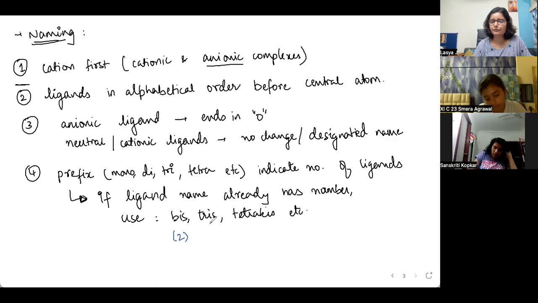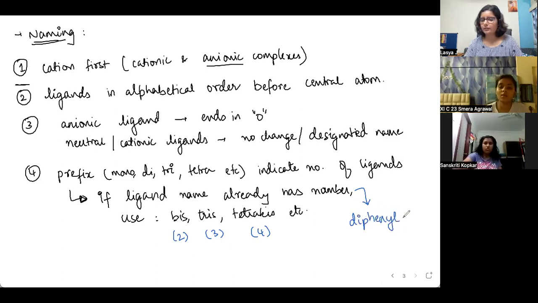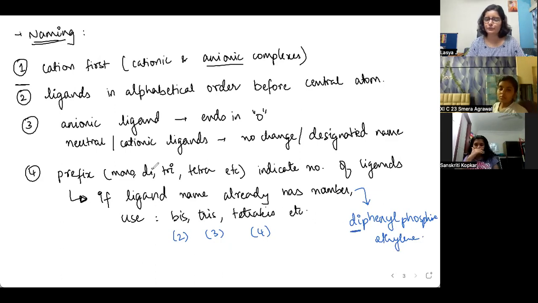So bis if there are two of them, tris if there are three, tetrakis if there are four. For example, if the ligand name already has a di in it, like diphenyl phosphine ethylene, TPP, this is a ligand. So if there are two of these, you won't use di, you'll use bis instead of di. That's the situation.